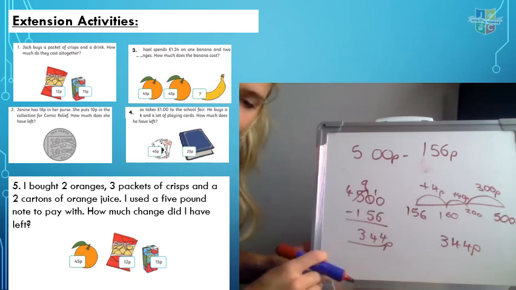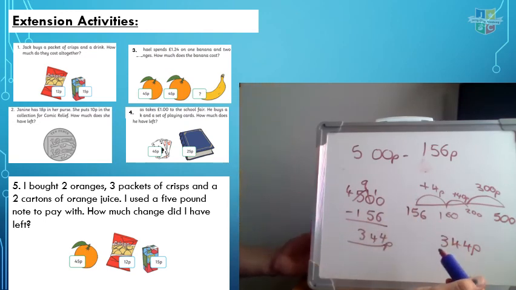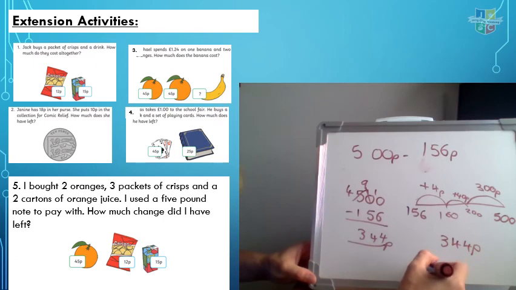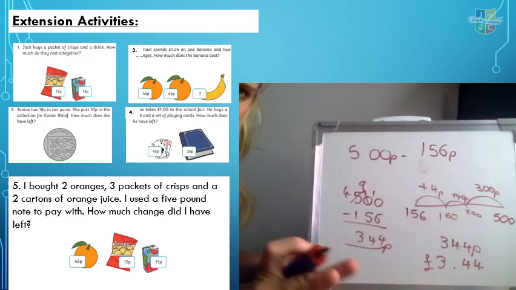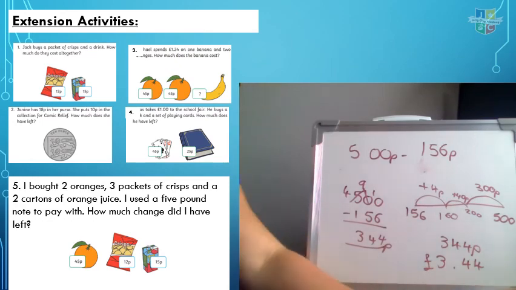However, if we converted that into pounds and pence, I know there's 100 pence in a pound. So in 344 pence, I will have £3 and 44 pence. Well done if you got that one correct.